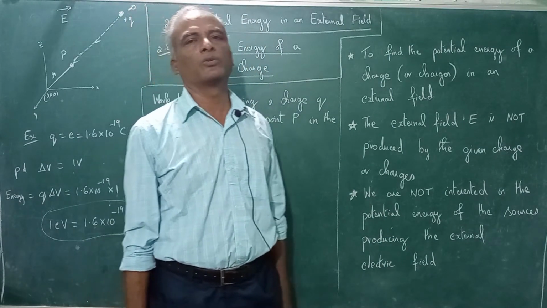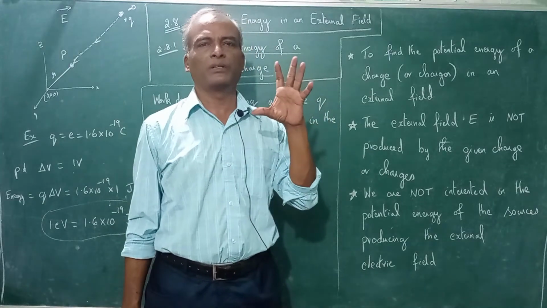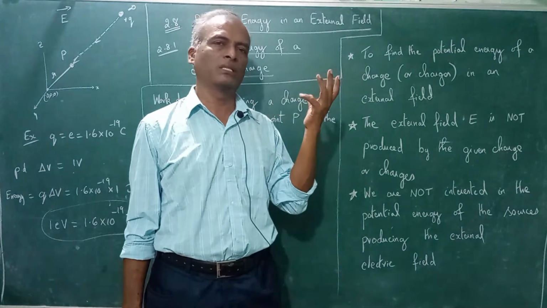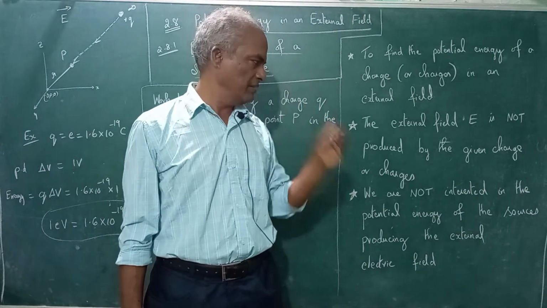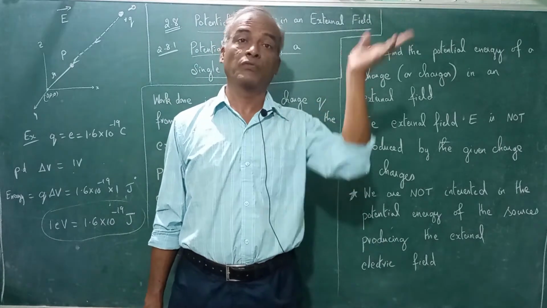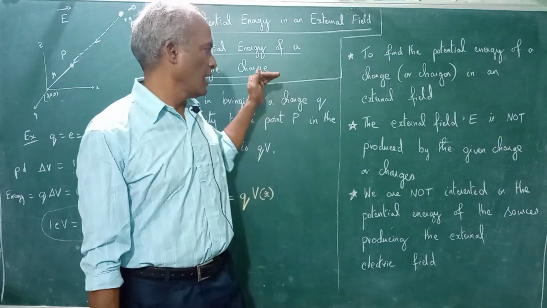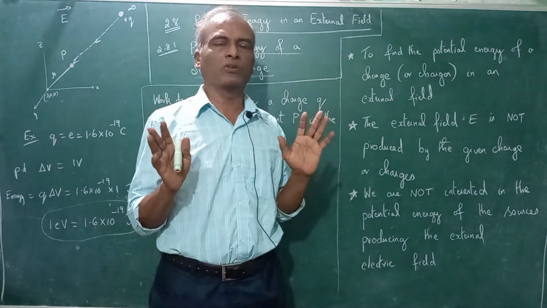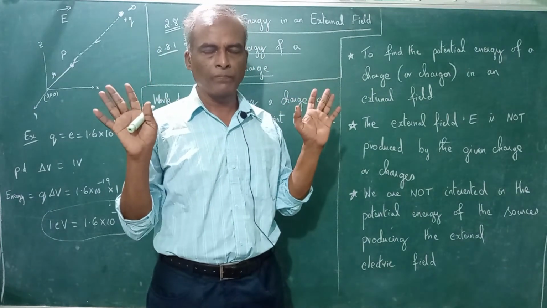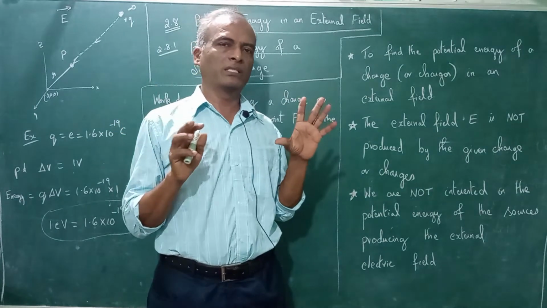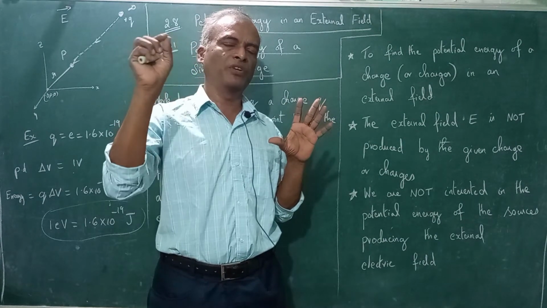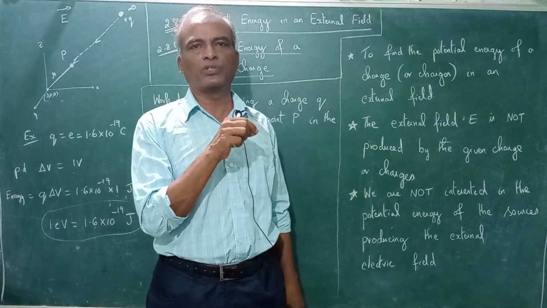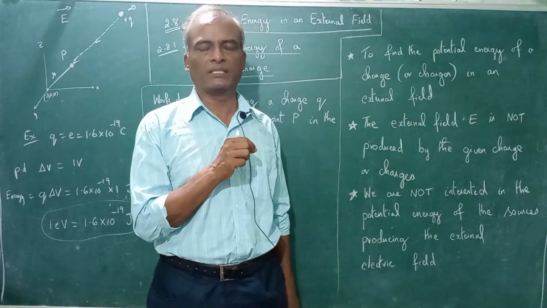As I already told you, we have an external field due to some other sources, due to some other charges. We are not interested in the potential energy of those sources. So the idea is we have an external field that is created because of some other charges. Now we are interested in moving a charge from infinity to a particular point, and the distance is measured with reference to 0, 0, 0 coordinates.